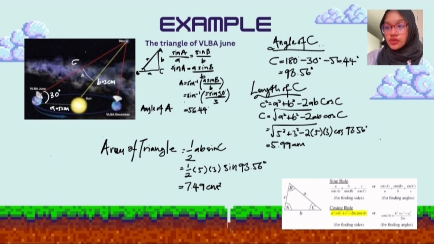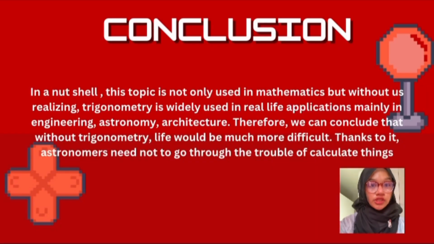So lastly, we're going to find the area of the triangle, which has the formula 1/2 ab sin C. Just put in the values: 1/2 multiplied by 5 multiplied by 3 sin 93.56, and you'll get 7.49.